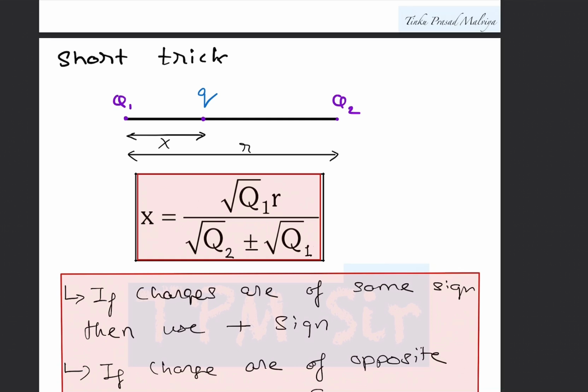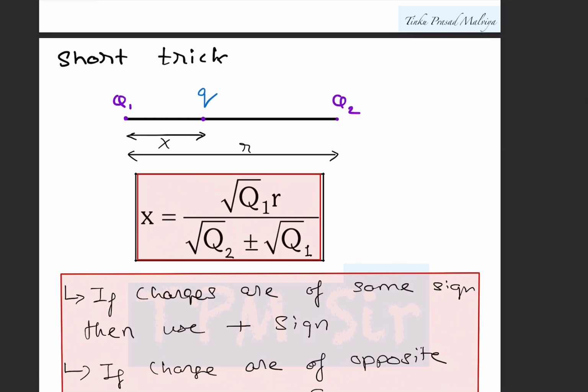Like we are finding distance x from charge q1, right? So you have to put charge q1 in the numerator. That's it. And in the denominator, just remember that because we are getting plus and minus both, put the charge of bigger magnitude here, and just put the magnitude, not the sign, because you know that in an under root you cannot put a negative value. So here this is the formula. Now you just remember one thing, that put a positive sign when charges q1 and q2 are of the same sign, and put a negative sign if they are of opposite sign.